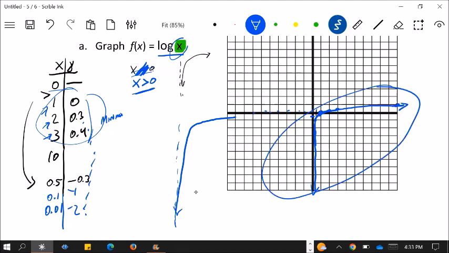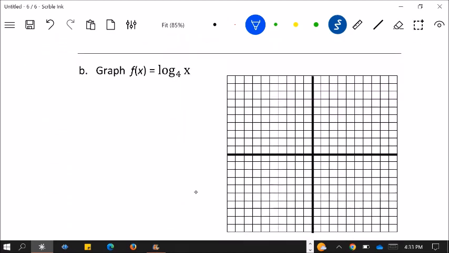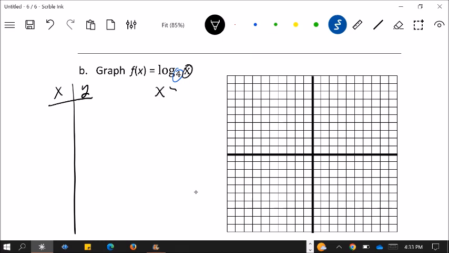Let's go to another one that's a little bit different. Log base 4 of x. In this case, now we have a base 4. I'm going to do an xy table. And I'm going to see still that I'm going to take whatever is in there and make it greater than 0. So that means x's cannot be below 0 and they can't be 0. But I'll put 0 as my border with a line there.